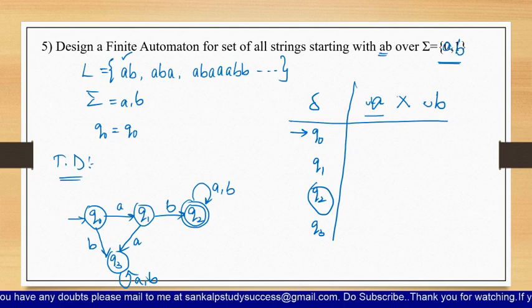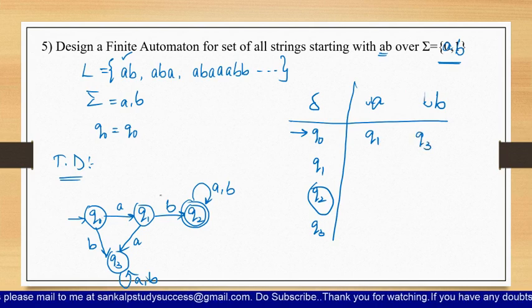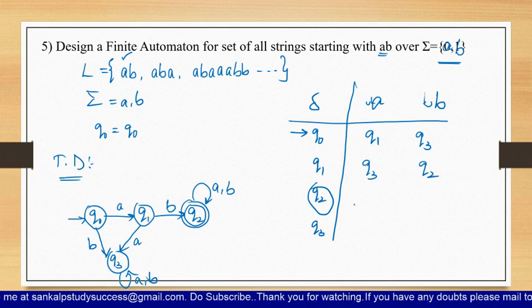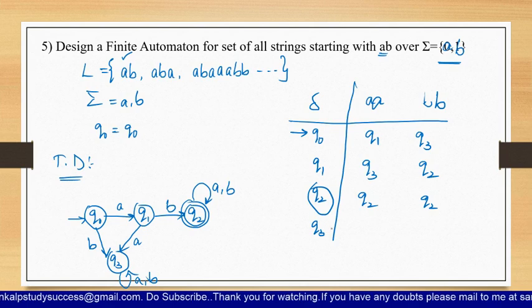So for Q0, if you apply A, it is moving to Q1, and for Q0, if you apply B, it is moving to Q3. Then for Q1, if you apply A, then it is moving to Q3, and if you apply B, it moves to Q2. Then for Q2, for both the cases, it is moving to Q2. Then for Q3, if you apply A and B, it is again moving to Q3 only, because there is a self loop. So in this way, we are going to draw the DFA for the strings starting with AB.